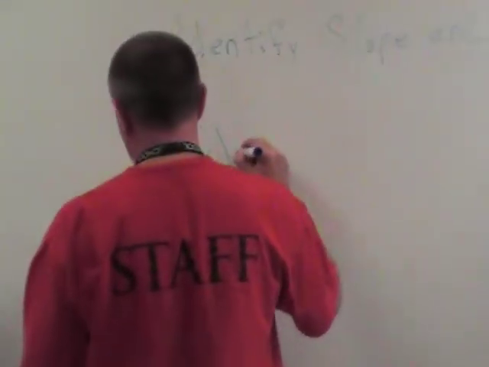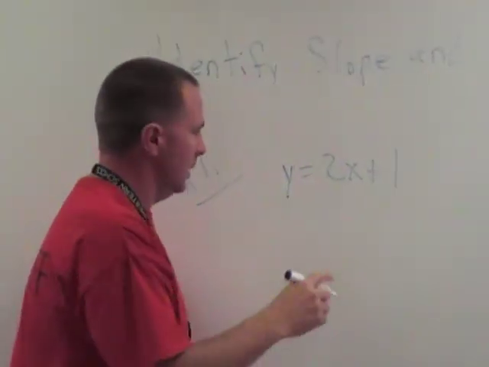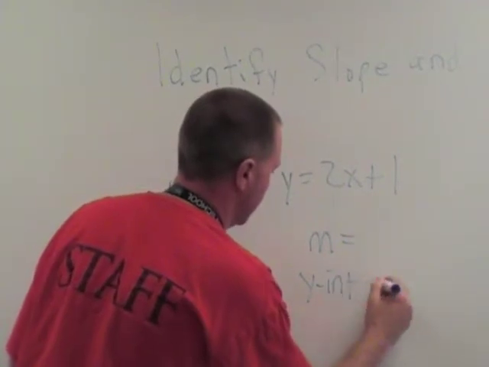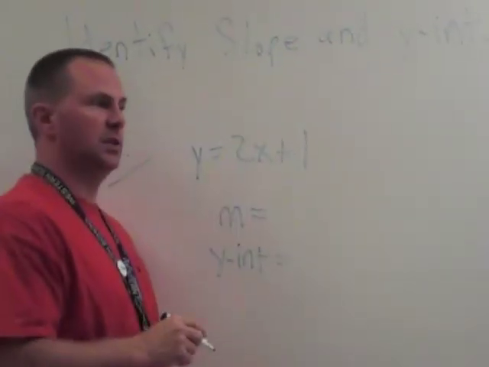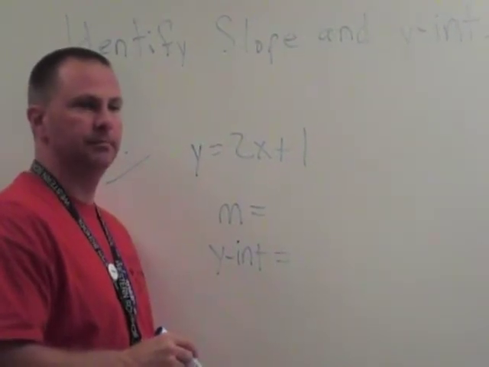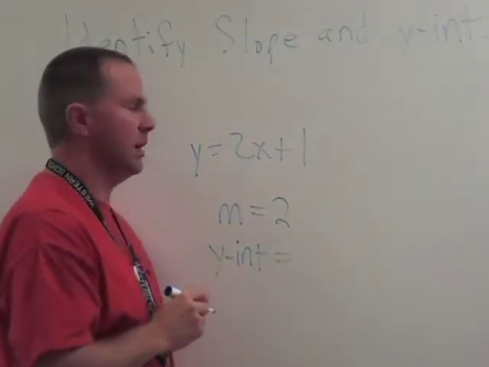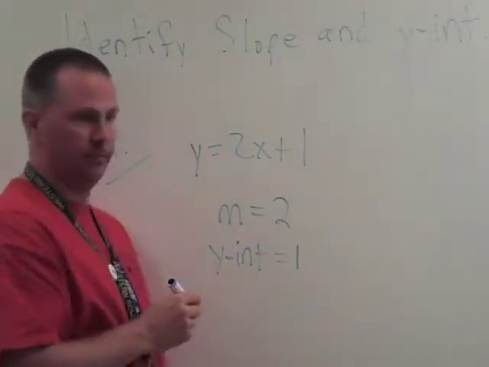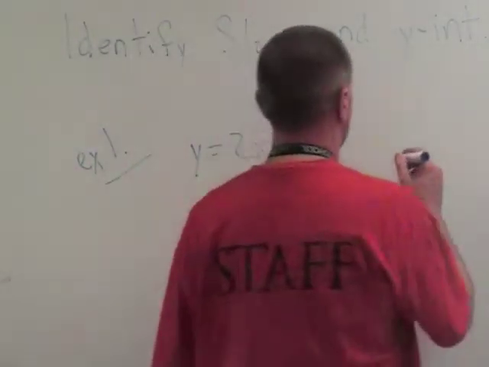Everybody understand? All right, so example 1 is y equals 2x plus 1. What is the slope and what is the y-intercept? This is how I want you to write it on your paper. What's the slope? The slope is 2, that's correct. What's the y-intercept? 1.